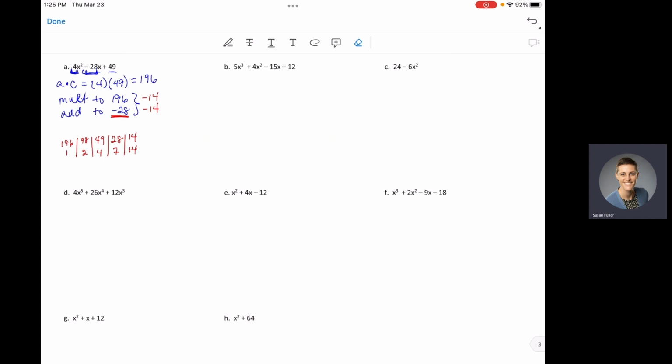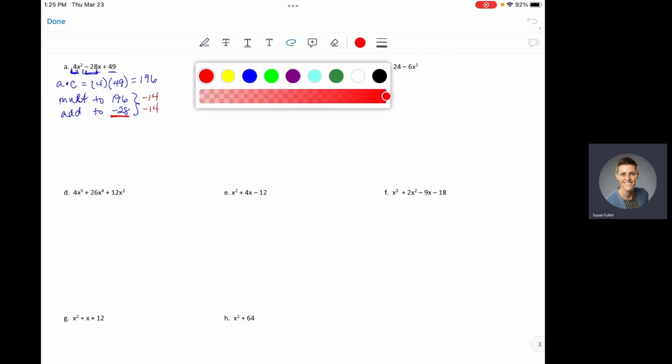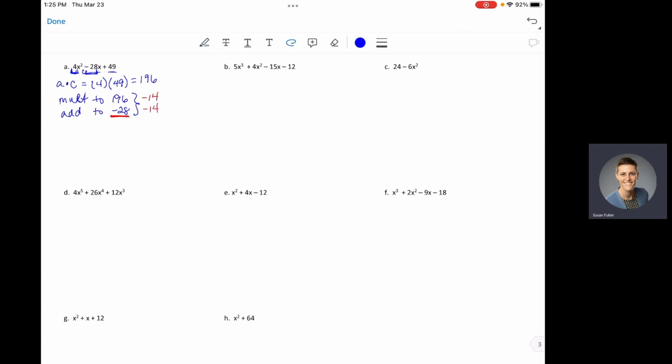Sometimes these numbers are hard to find. Use your calculator to help you, and through division, you can start listing multiples. You will find them. You just have to keep working through that, stay persistent. So we found our two numbers that are going to multiply to 196 and add to negative 28.